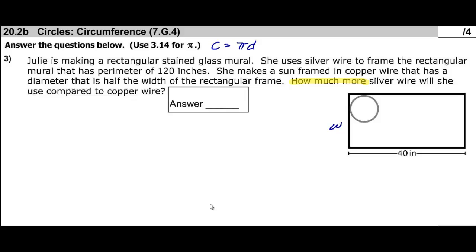So here's what we've got. Julie's making a rectangular stained glass mural. She's using silver wire to frame the rectangle, and it has a perimeter of 120 inches. So that's an important piece of information. It has a perimeter of 120.